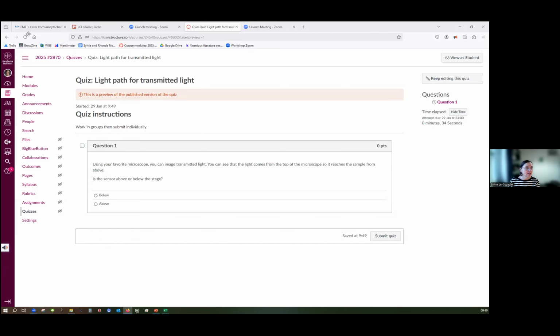What do you guys think? Yeah, I think that is below too. I think that is below as well. Okay, yes, good, it's below. And that is because it's transmitted light. We have the light coming from the top of the microscope, so definitely the sensor must be below. Okay, so that's a very simple one.